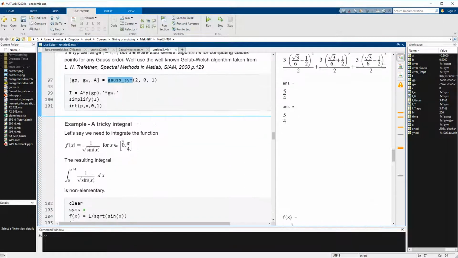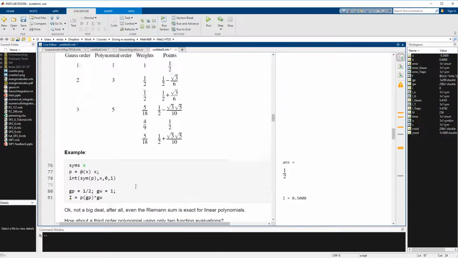So I would just always use Gauss. I will actually make a video on this. You need to think about that now.